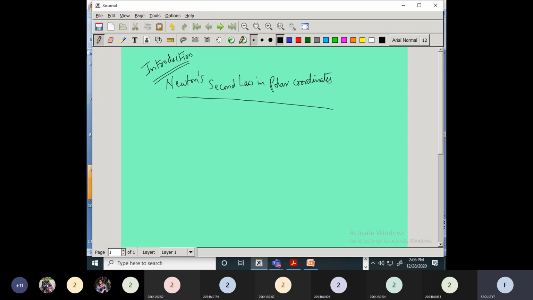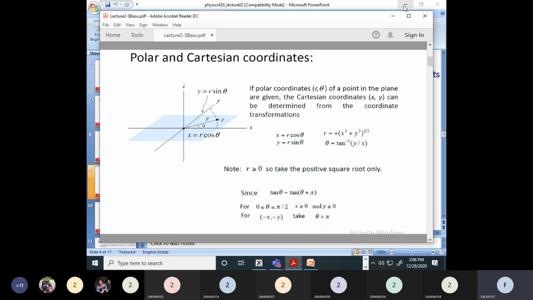So here we need to find the polar coordinates and how we are going to give Newton's second law in polar coordinates. That is the thing we are going to see. I will give the introduction for the topic today. And before going to see this topic, let us refer to what we had learned till now.